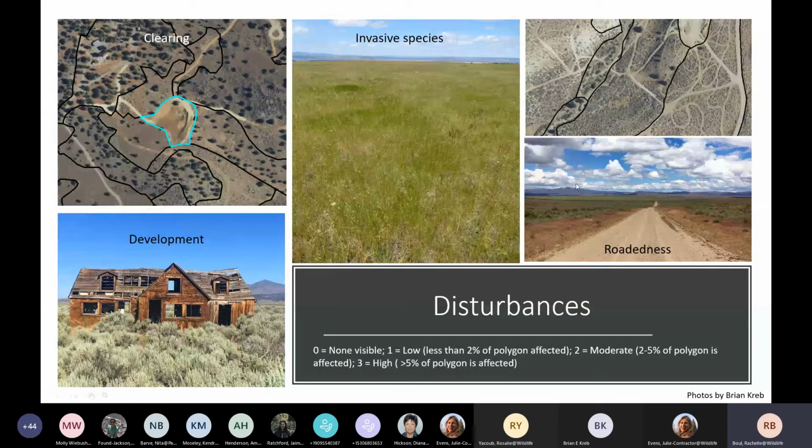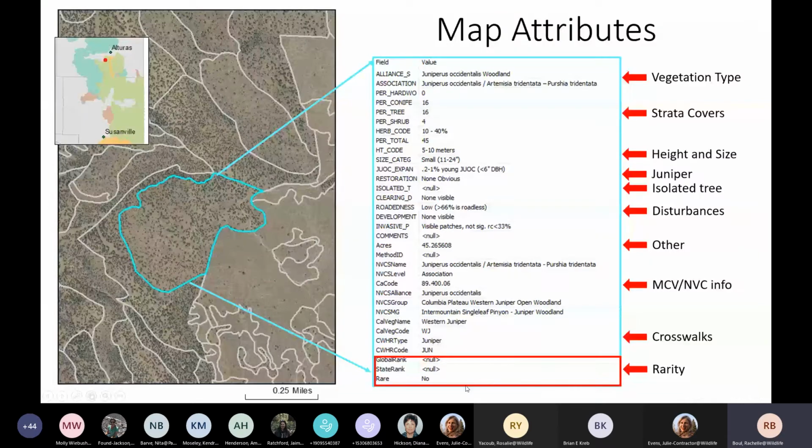Anyway, so that's disturbances. And okay, the last attribute I want to talk about is rarity, this rarity attribute. So for each polygon, the global and state rarity rank is listed for the finest level of the hierarchy that is attributed for the polygon. So this polygon is attributed to the association level, where we give yes/no rarity ranks. And you can see here that this association is a no, which means it's not a sensitive natural community.